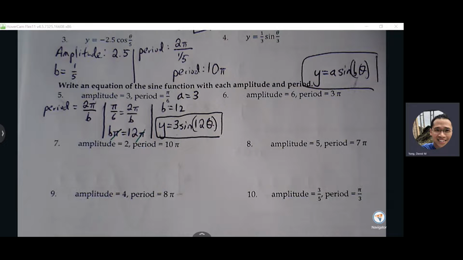So in these problems, we have to work backwards, right? We've got to solve for b and do things a little bit differently. Okay, so let's see if we can try number 7.